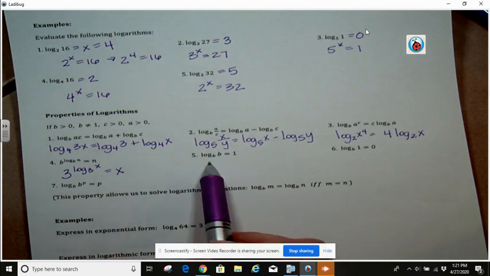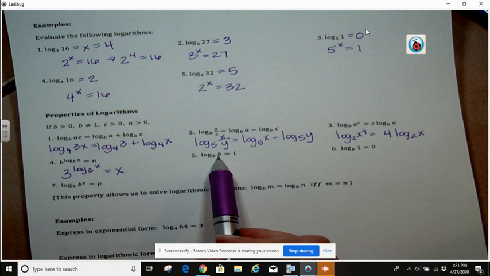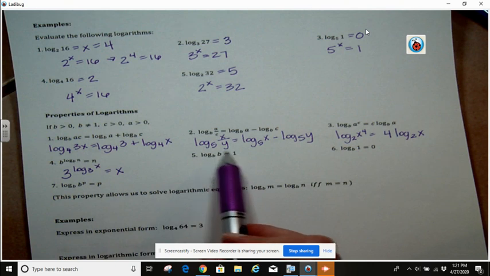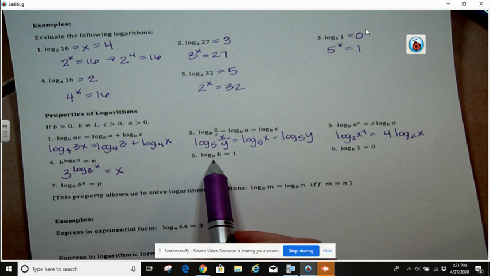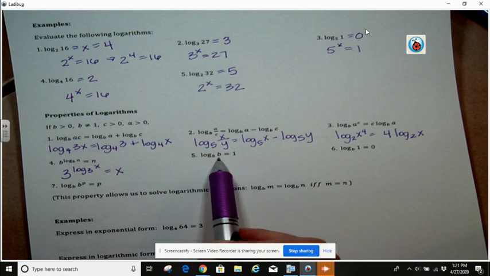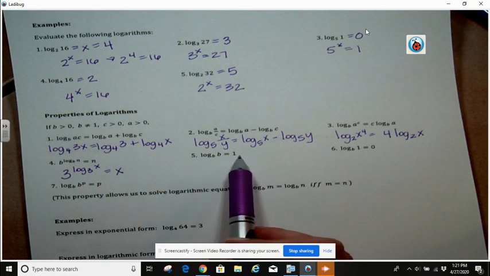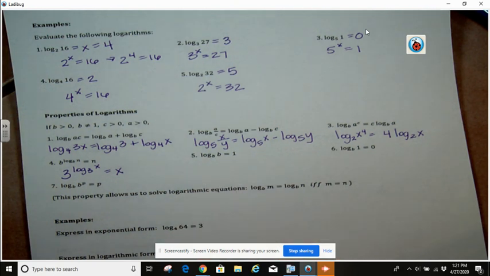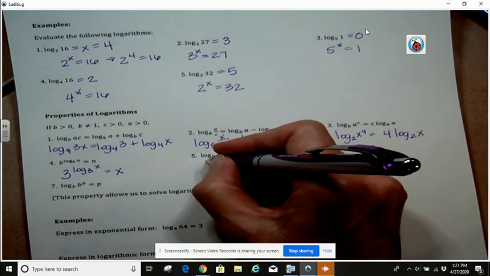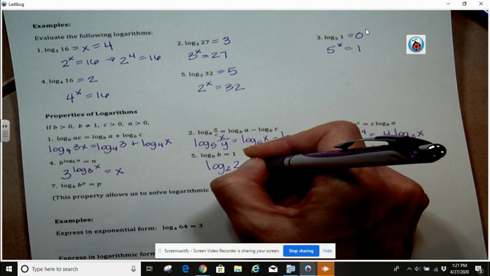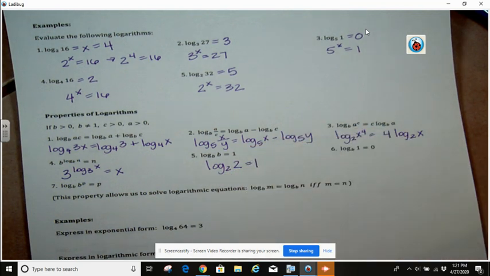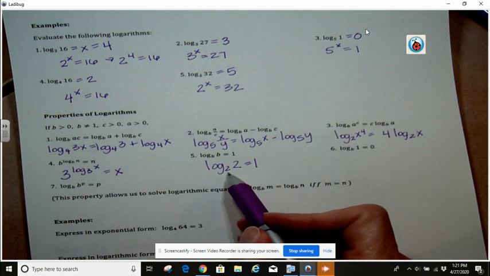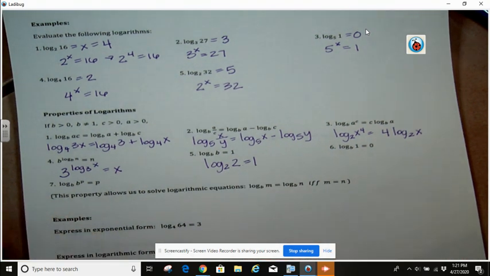Anytime the base of the log matches the number next to it, it's just going to equal 1, because in exponential form, it would be b to what power equals itself. Well, anything to the first power equals itself. So as an example, if I had log base 2 of 2, that automatically is going to be equal to 1, or log base x of x is equal to 1. If the base of the log matches the value next to it, it always equals 1.